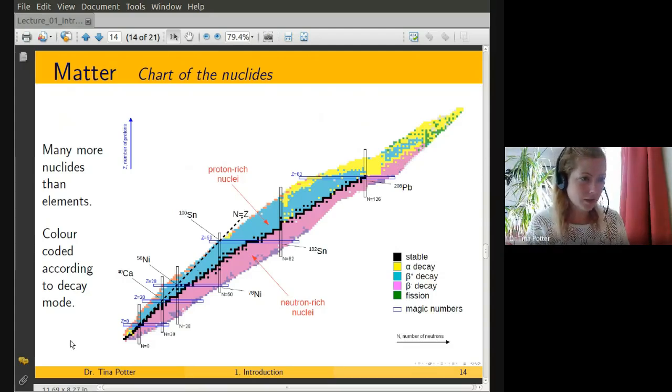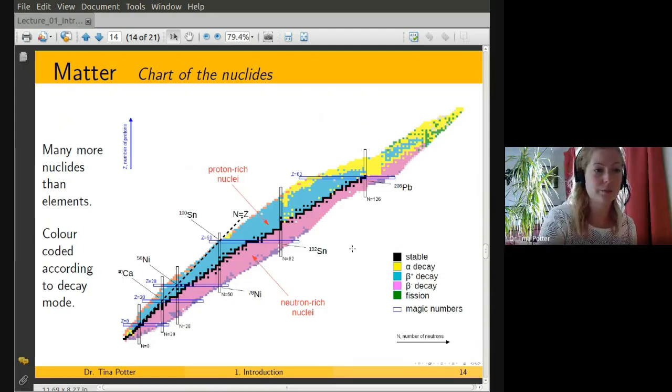There are some that are highlighted here in empty boxes that display magic numbers of protons and neutrons. This may be the only time that you hear magic in your undergraduate course, but it's just special numbers of protons and neutrons where we actually see particularly high numbers of stable isotopes or isotones. And we'll be having a look at why these magic number nuclei are particularly stable.